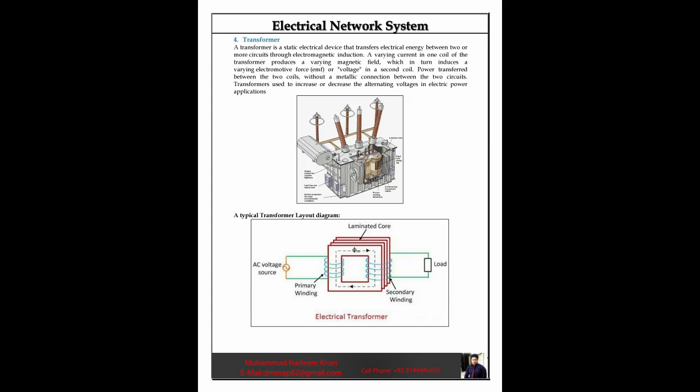4. Transformer. A transformer is a static electrical device that transfers electrical energy between two or more circuits through electromagnetic induction. A varying current in one coil of the transformer produces a varying magnetic field, which in turn induces a varying electromotive force, EMF, or voltage, in a second coil. Power is transferred between the two coils without a metallic connection between the two circuits. Transformers are used to increase or decrease the alternating voltages in electric power. Applications. A typical transformer layout diagram.